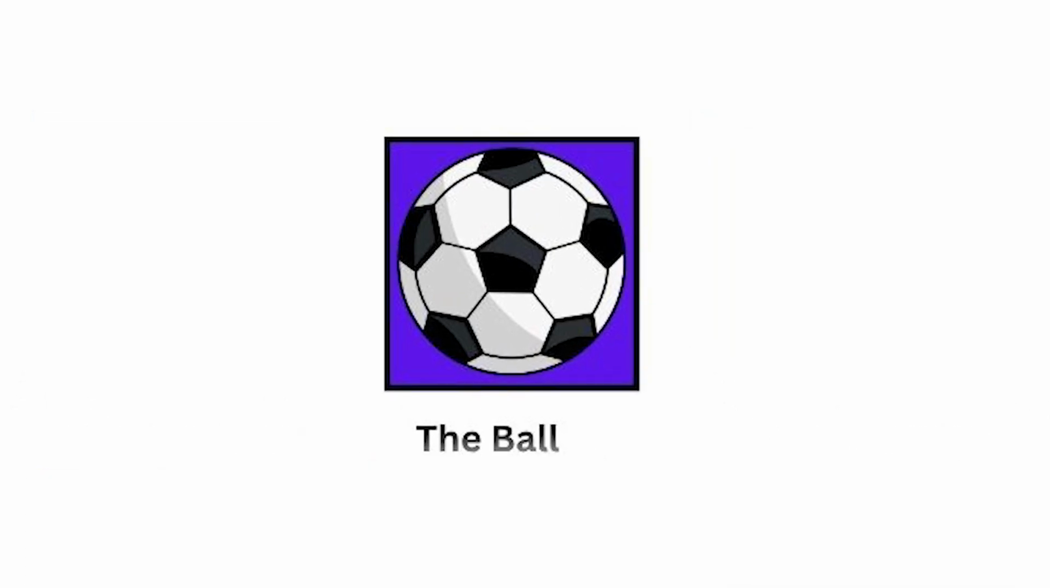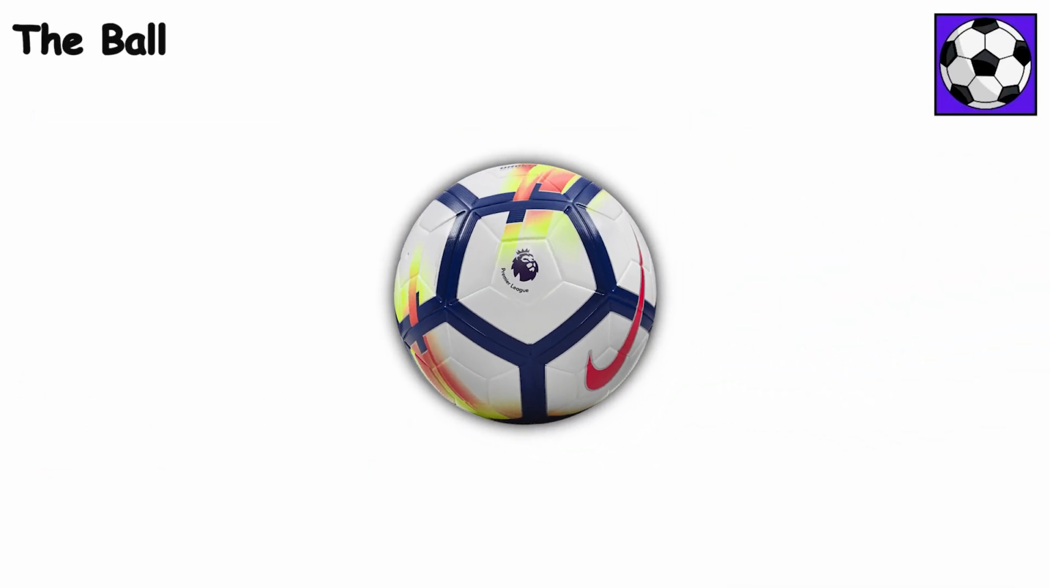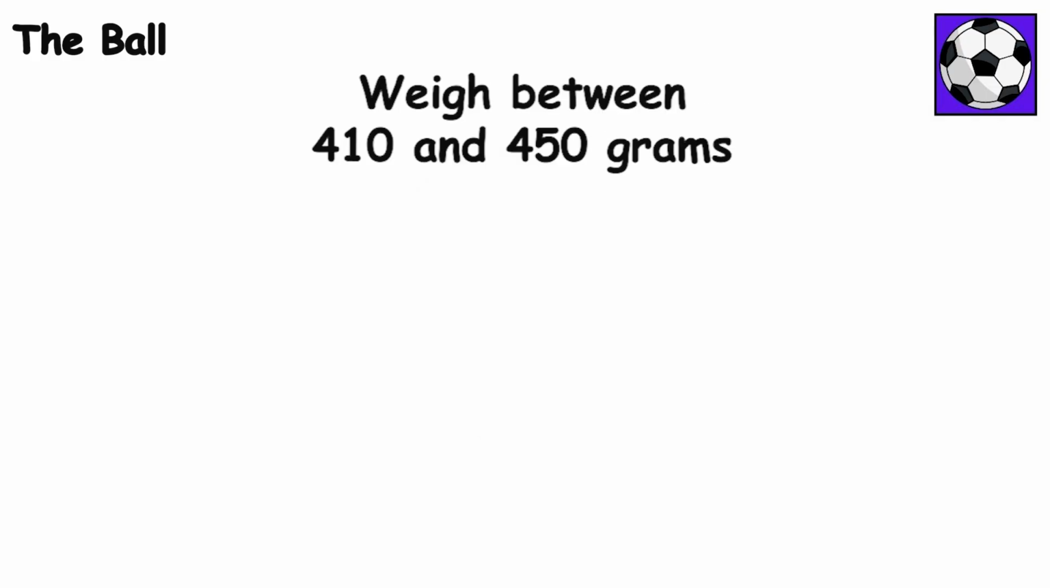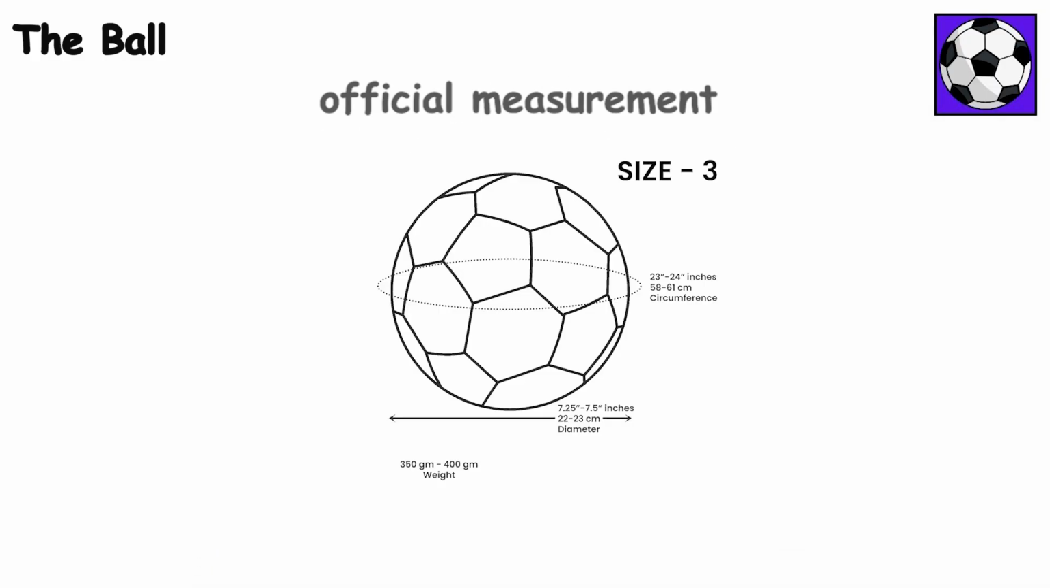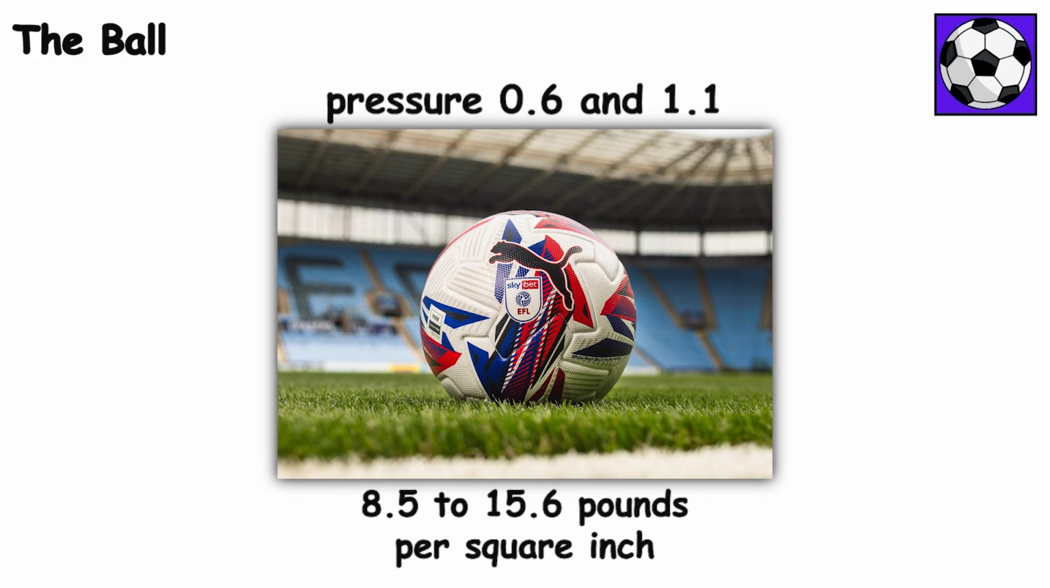Law 2. The ball. The ball must always be a perfectly round sphere. It is made from suitable material, synthetic leather or similar, and must weigh between 410 and 450 grams at the start of the game. By official measurement, the circumference must be no less than 68 centimeters and no more than 70 centimeters, which is roughly 27 to 28 inches. The ball is inflated to a pressure between 0.6 and 1.1 atmospheres at sea level, equivalent to about 8.5 to 15.6 pounds per square inch.